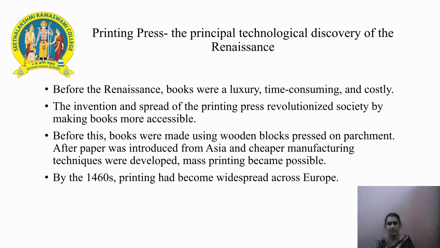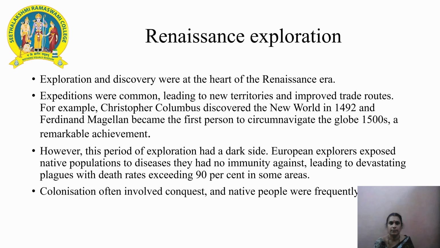The printing press began in the Rhineland and rapidly spread across Europe in the mid 15th century. Before this, books were made using wooden blocks pressed on parchment. After paper was introduced from Asia and cheaper manufacturing techniques were developed, mass printing became possible. Johannes Gutenberg's press famously printed the Holy Bible as its first book. By the 1460s, printing had become widespread across Europe.